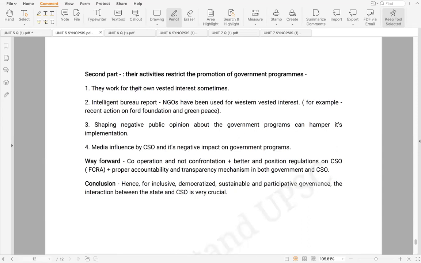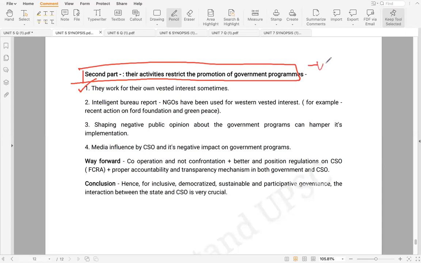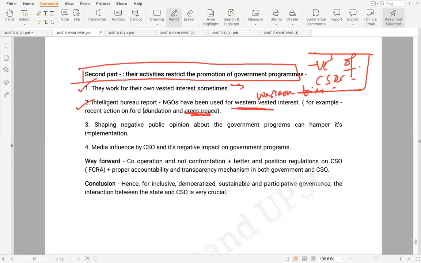Second part, their activities restrict the promotion of programs. How does it do so? We have to basically talk about the negatives of CSOs that we have read in our basic content. Okay. So they work for their own vested interest sometimes. Intelligence Bureau report says that NGOs have been used for Western vested interests. There's a Western bias attached. For example, you might have heard the Greenpeace controversies. For example, recent actions on the Ford Foundation and Greenpeace International.